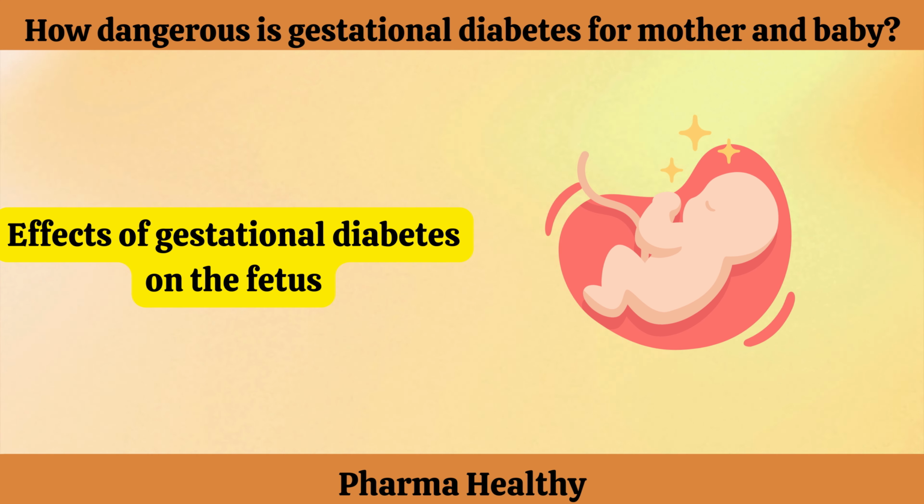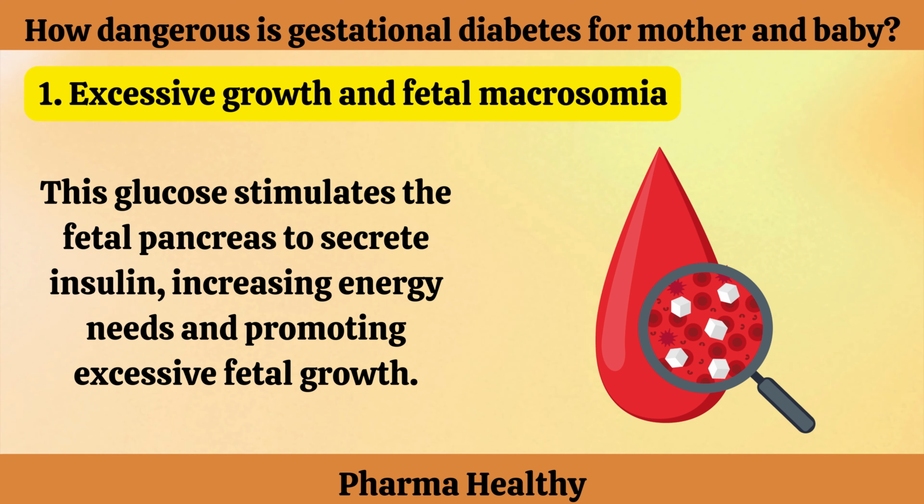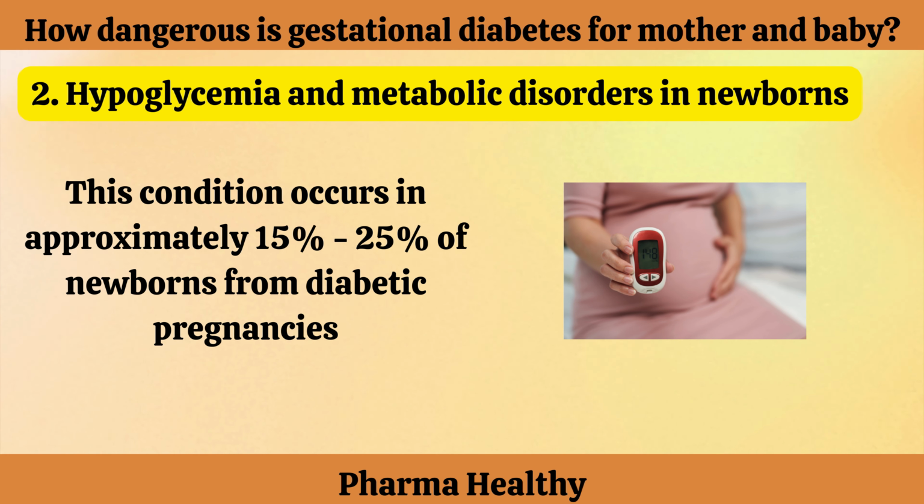Effects of gestational diabetes on the fetus. 1. Excessive growth and fetal macrosomia. Excessive fetal growth is caused by increased glucose transport from the mother to the fetus. This glucose stimulates the fetal pancreas to secrete insulin, increasing energy needs and promoting excessive fetal growth. 2. Hypoglycemia and metabolic disorders in newborns. This condition occurs in approximately 15% to 25% of newborns from diabetic pregnancies.